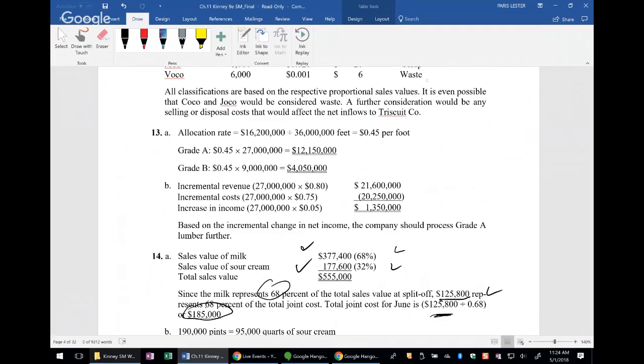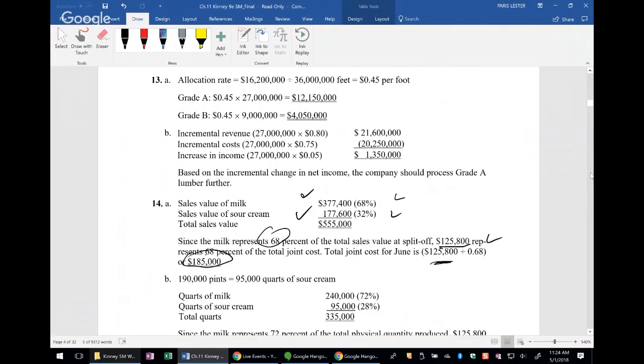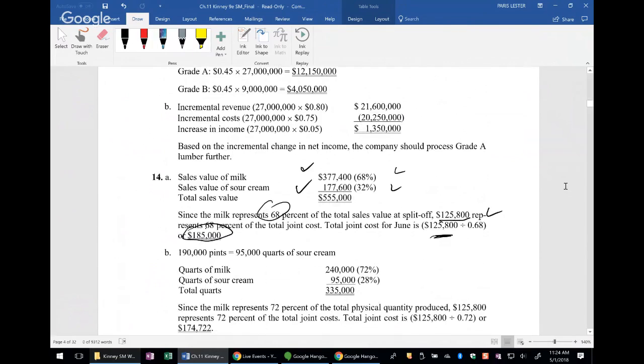Now, B part to this one, assume instead that the joint cost was allocated based on the number of quarts produced. What was the total joint cost allocated? We just do percents again. All right, quarts of milk, 240. Quarts of sour cream, 95. Now your joint cost is 72 and 28. And you would divide this 125 by decimal 72. And your total cost then would have been that amount. So that's just joint cost for the time being.